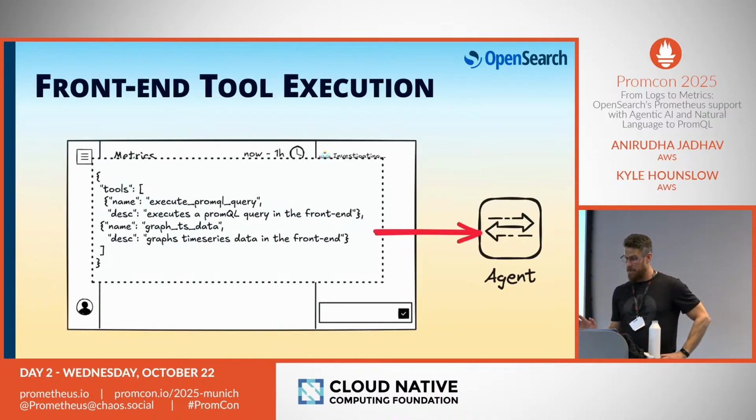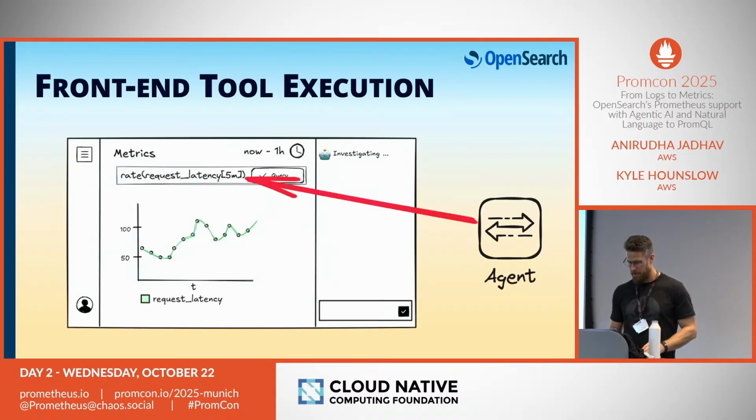So just like MCP server tool discovery, in AGUI the front end advertises its available tools as well. Then the agent can perform front end actions like asking for user confirmation, executing queries, and graphing time series data, which I hope we have enough time to show in a demo here. The agent can make a tool call with arguments that the front end can execute, like the query parameters.